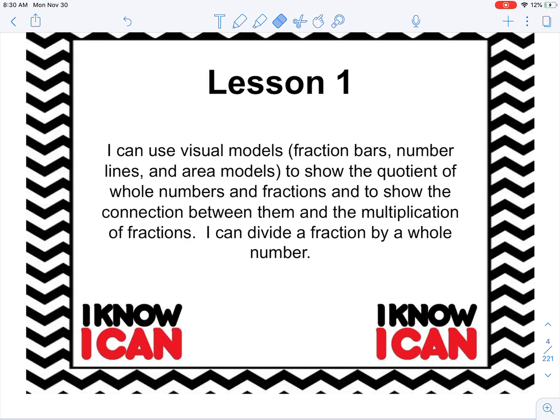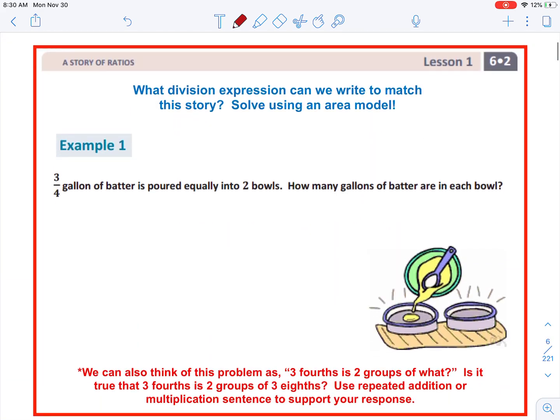So I'm very excited. Today's objective says I can use visual models to show the quotient of whole numbers and fractions to show the connection between them and the multiplication of fractions. I can divide a fraction by a whole number. So the key sentence here is I can divide a fraction by a whole number. And that's what we're going to be doing today. We're going to be dividing fractions by a whole number, okay? And there's a concept that I want to teach you to do this. So let's go ahead and move on.